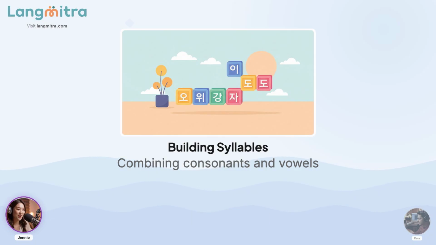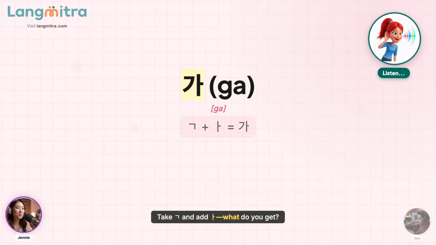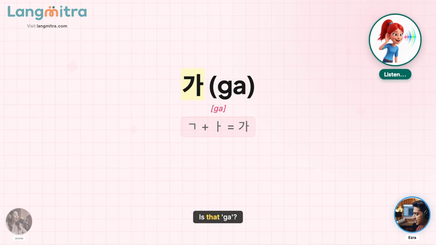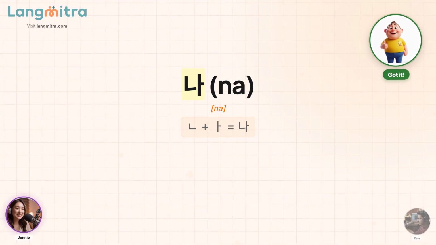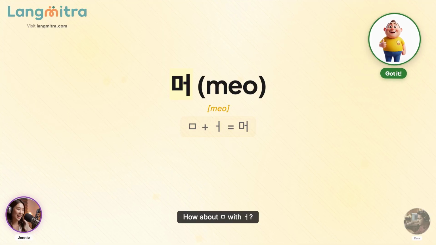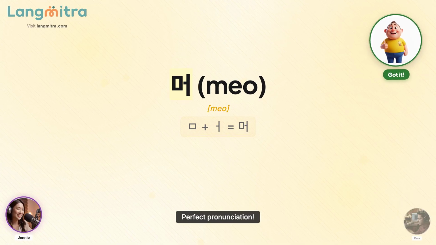Now let's put this together with the vowels you already know. Let's build some syllables. Take g and add ah. What do you get? Ga? Is that ga? Yes. Now try n with ah. Na, na. Excellent. How about m with ah? Ma. That's ma? Perfect pronunciation.